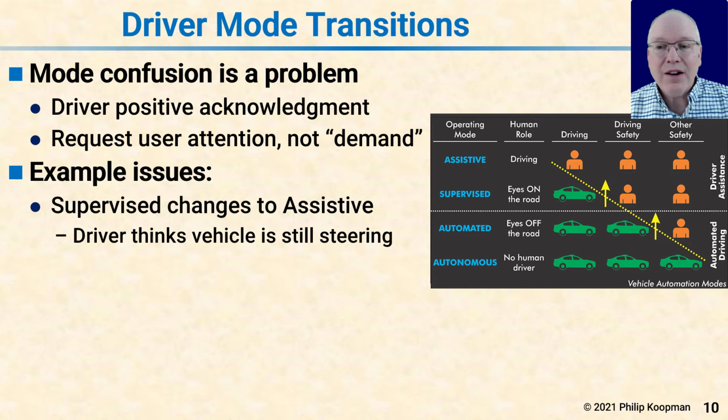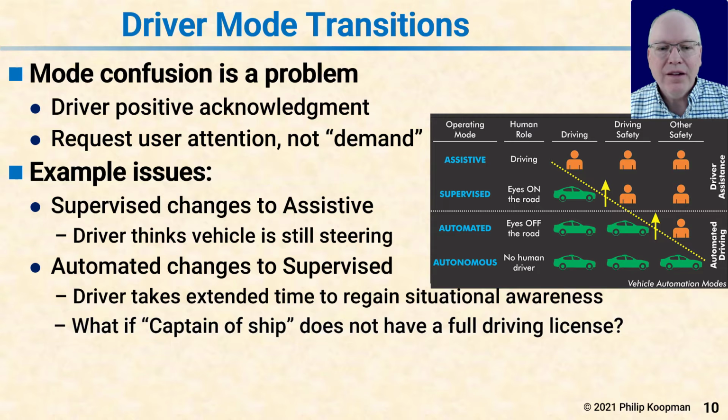Now the good news here is that since the driver is still in charge of driving safety, they're supposed to notice if the car starts wandering out of its lane. But it still could be an issue if the dropout happens, for example, right before a red traffic light where the vehicle is supposed to be braking and the braking is delayed. So it's important that the driver actually understand that it's dropped out of supervised to assistive and the driver acknowledge assuming that additional responsibility.